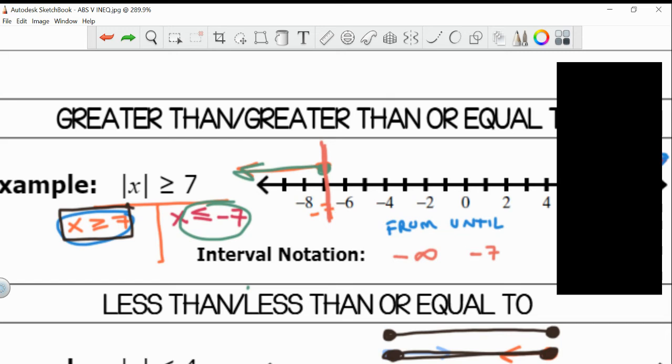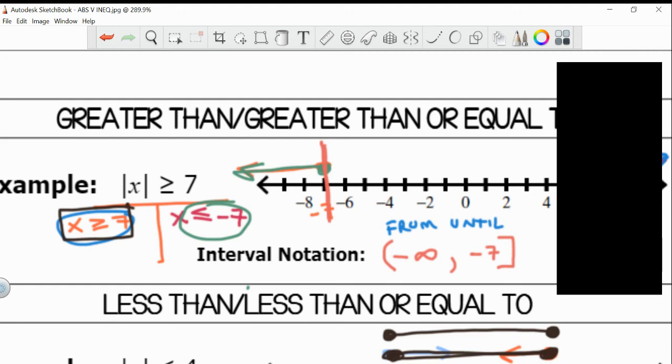So we're always going left to right. Okay, so we need a comma in between. But here's something that's a little tricky. We're only using brackets because we include the number, basically because we have closed circles. So we do include negative 7, but you are never going to put a bracket on negative infinity. It's always going to use a parentheses.